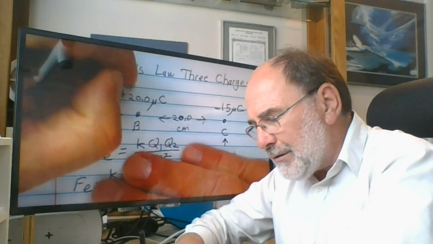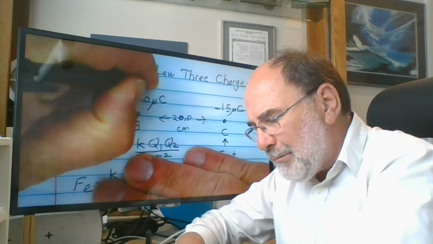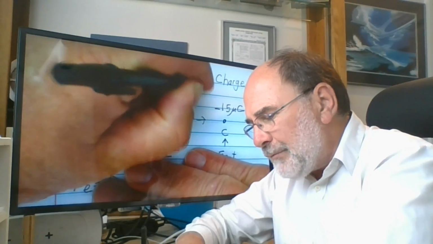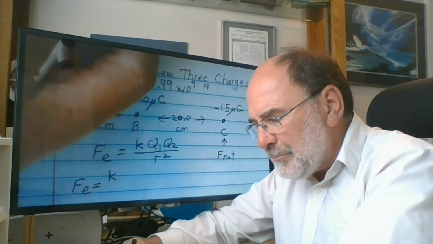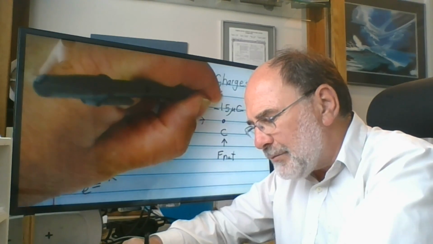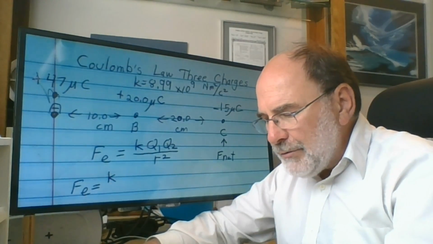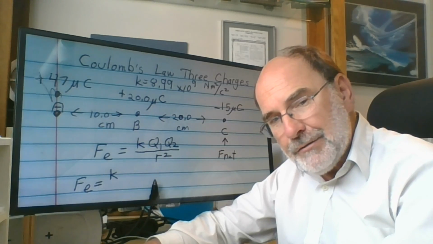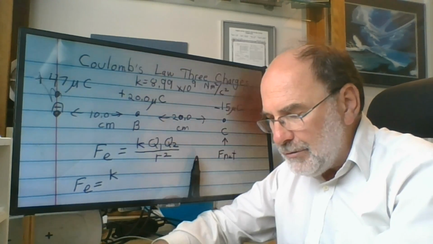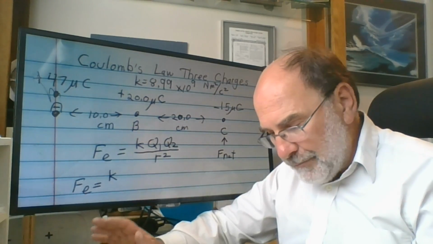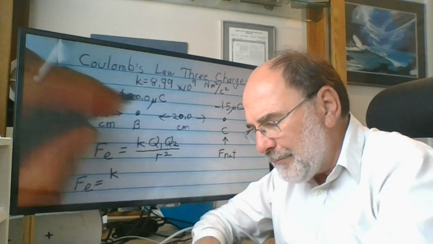I remind you that K is 8.99 times 10 to the ninth power newtons meters squared per Coulomb squared. And with those units, when you plug it into the equation, the coulombs will cancel, the meters squared will cancel, Coulomb squared will cancel, and you're left with an answer in units of newtons. The units will always work correctly for you.